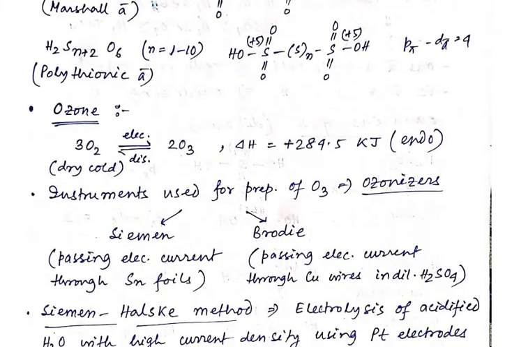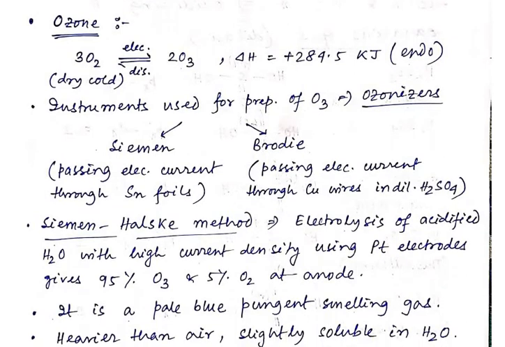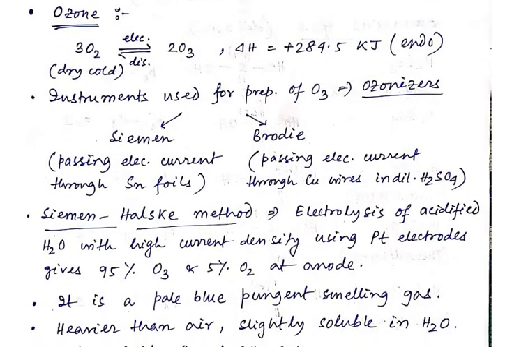So in this class today, that would be our last class of group 16 elements. First of all, we are starting with ozone, which is O3. What are the synthetic procedures to synthesize ozone? Mainly, if we have oxygen in a dry cold state, and if I apply electrical discharge in this oxygen, then we will get ozone.